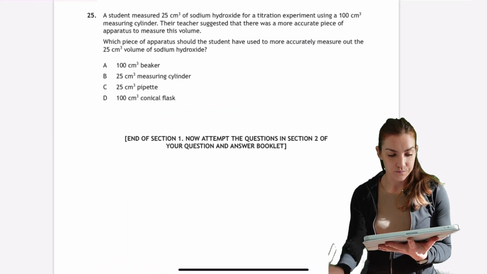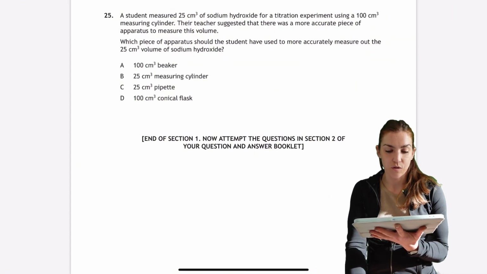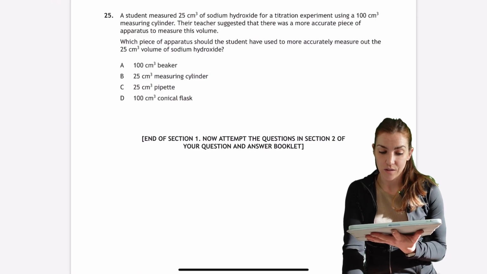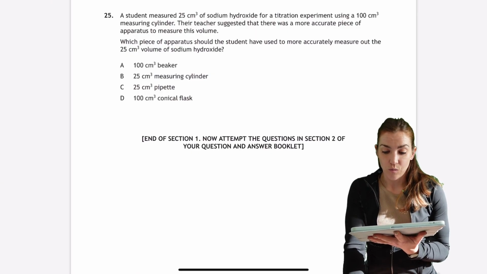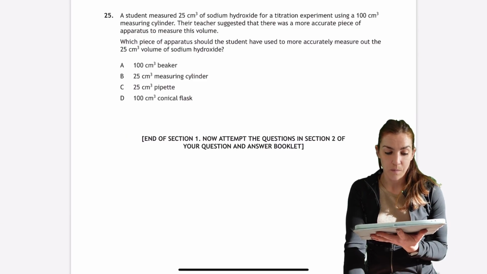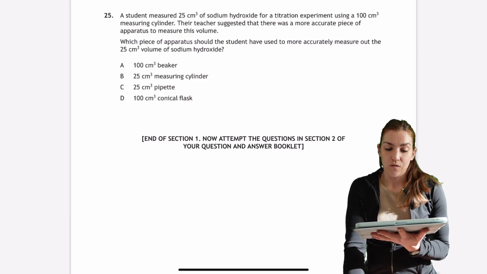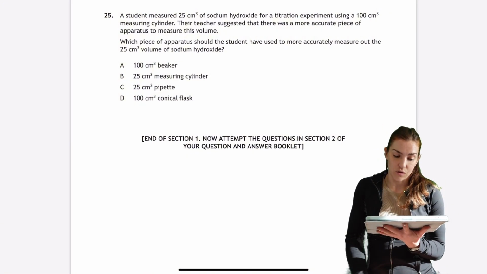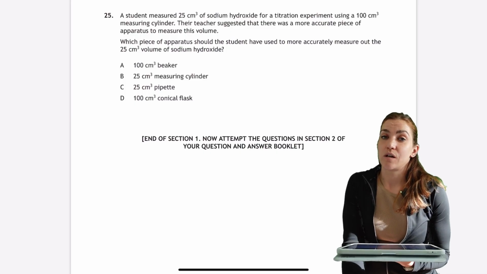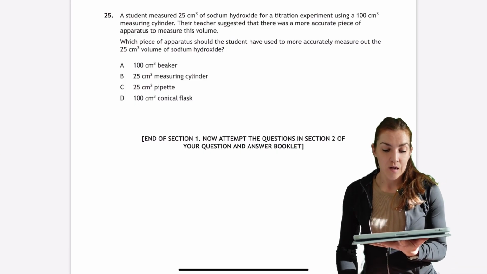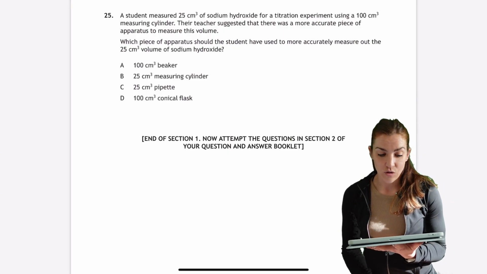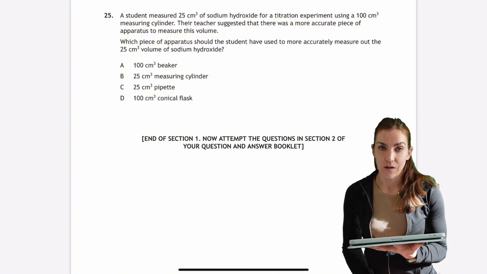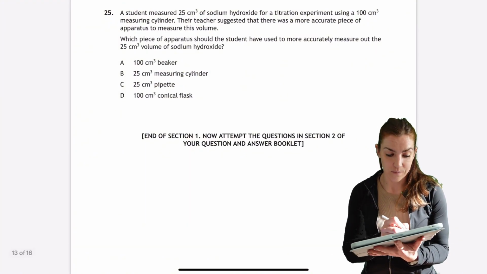And then the last question. A student measured 25 centimetres cubed of sodium hydroxide for a titration experiment using a 100 centimetre cubed measuring cylinder. Their teacher suggested that there was a more accurate piece of apparatus to measure this volume. Which piece of apparatus should the student have used to more accurately measure out the 25 centimetre cube volume of sodium hydroxide? So the best thing you can ever use to measure out the volume of a liquid is a pipette, but that's only if the pipette is of that exact value, which in this case it is, because you have a 25 centimetre cube pipette and you're trying to measure out 25 centimetre cubed of sodium hydroxide.